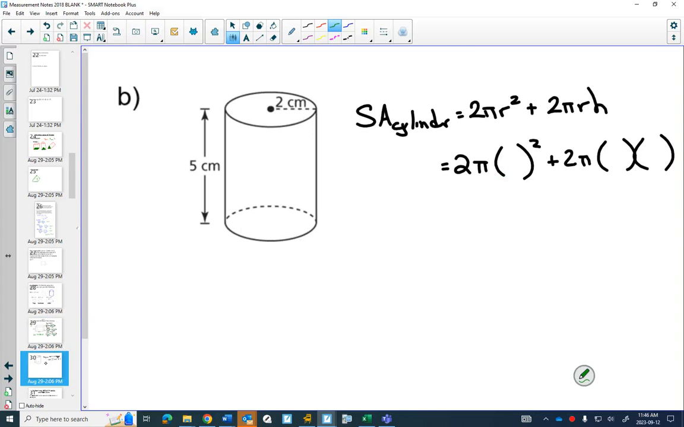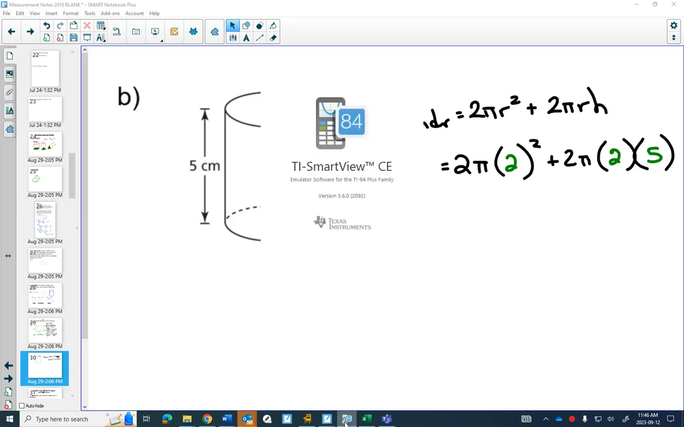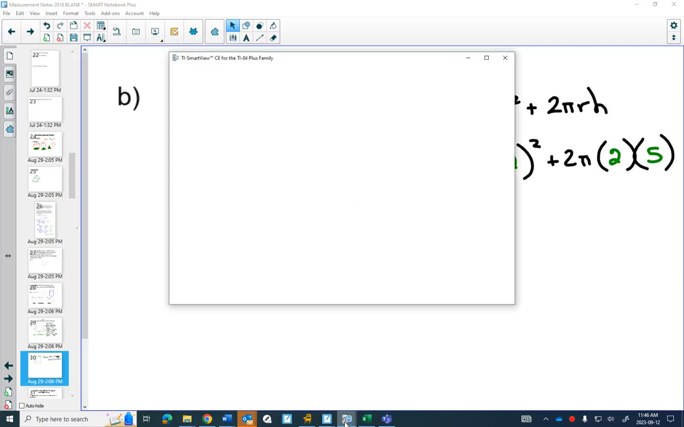I want to show you a couple things with the second one. The radius is 2, so wherever you have that 2, you plug that in. Plug that in. Height is 5. Now, whether you have a scientific calculator that you bought from the school or you have a graphing calculator that you got from the school, I hope that the versions of both of those allow you to type things exactly as you see into your calculator.